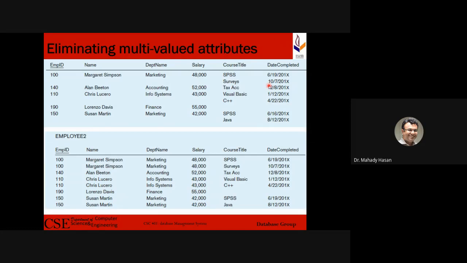So in case of repeating group, to overcome the repeating group, we have to simply fill in the blanks. Here, this row should be filled up. So who has completed this survey course? Who has completed the survey course? Sir, Margaret. Margaret Simpson. So if Margaret has completed the survey course, then we have basically filled in Margaret's ID here, isn't it?